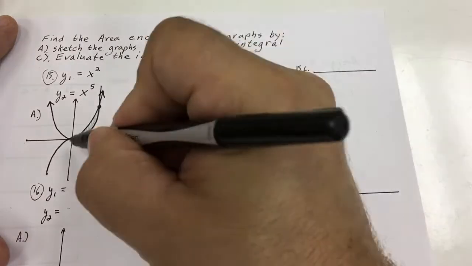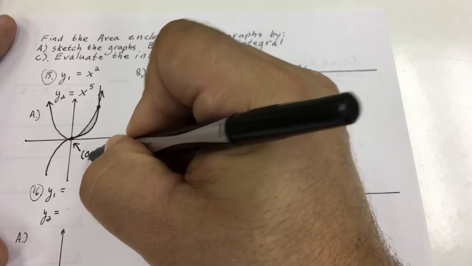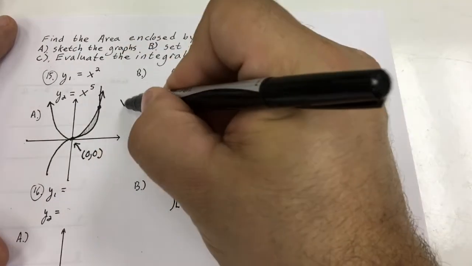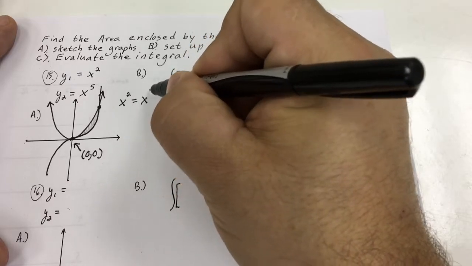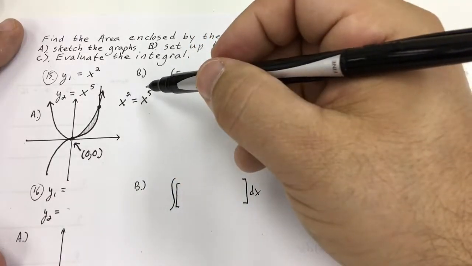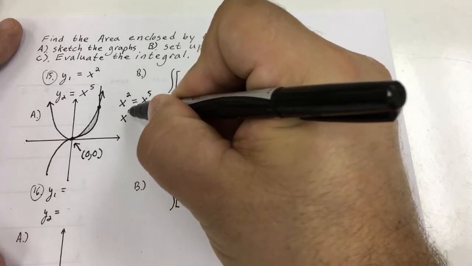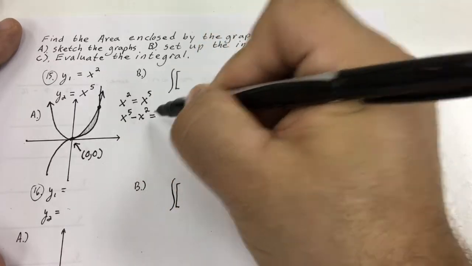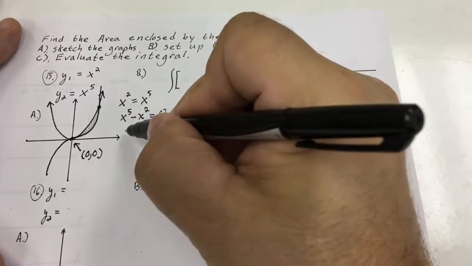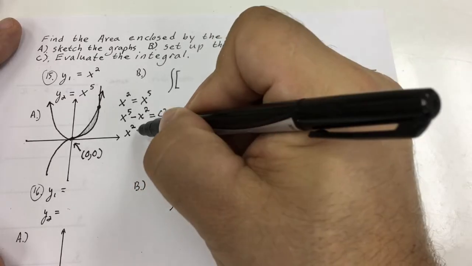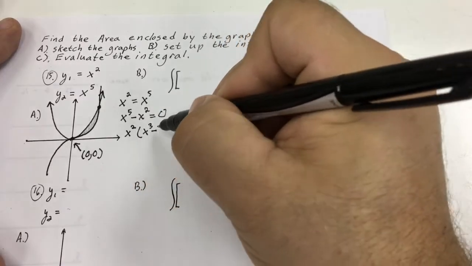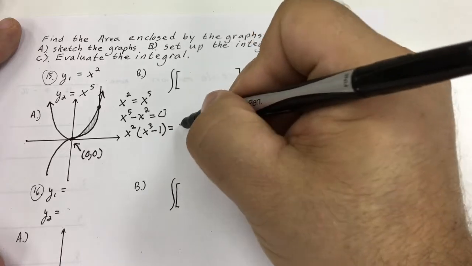Let's see, to find out where they intersect, I can see instantly it's at the coordinate (0, 0). But I'm going to do it algebraically here. I'm going to set x squared equal to x to the fifth. So that means I'm going to subtract x squared from both sides. That's going to give me x to the fifth minus x squared equals 0. I'm going to factor out x squared. That gives me x squared times (x cubed minus 1) equals 0.